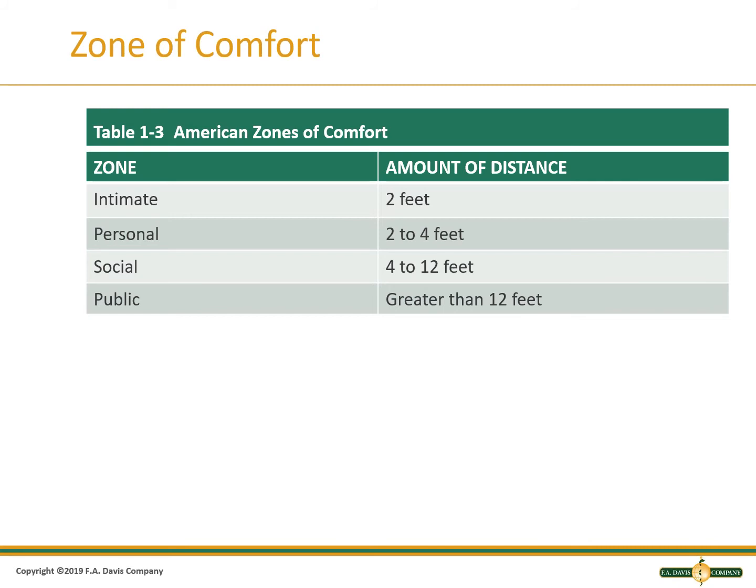People's zones of comfort include within 2 feet, which is intimate, 2 to 4 feet, which is personal, 4 to 12 feet, which is social, and greater than 12 feet, which is public. People's comfortableness with distance changed during the pandemic. People now want to be further away from each other. You will be in people's intimate to personal space when collecting blood, so make sure you don't make them feel uncomfortable.